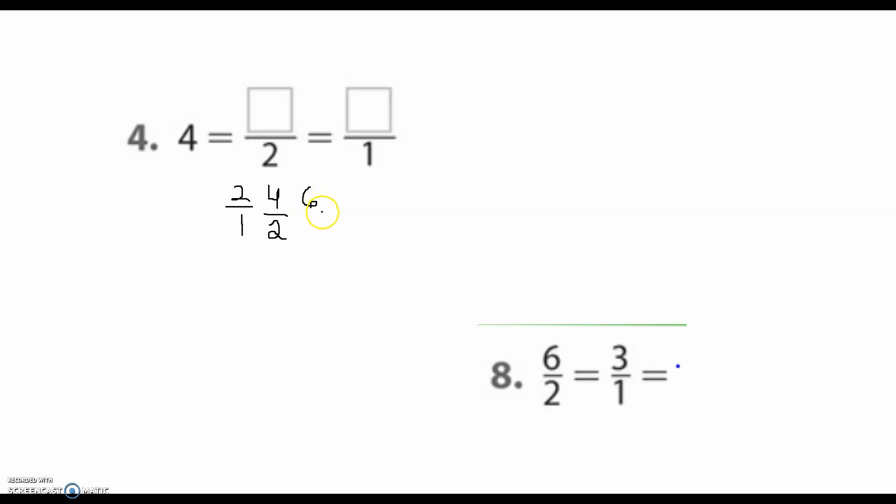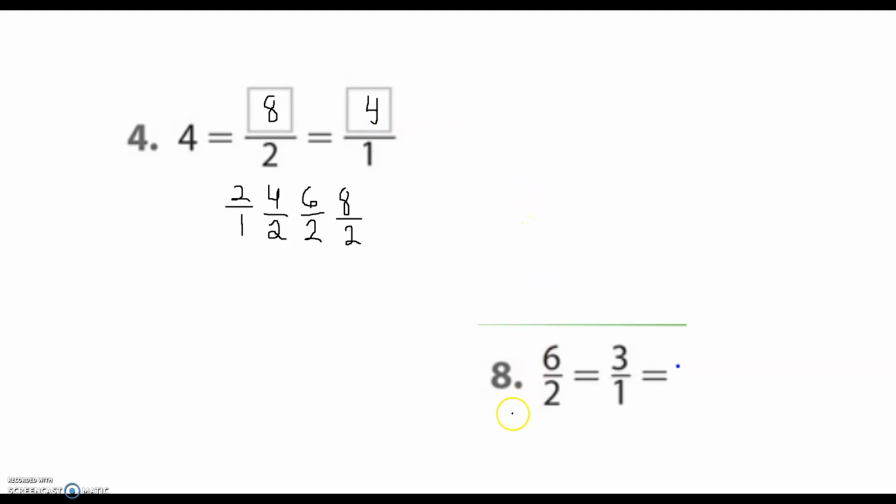6 halves equals 3. Thinking about it again, 2 goes into 6 3 times. 8 halves equals 4. 2, 4, 6, 8. And if we put 4 over 1, that also equals 4.